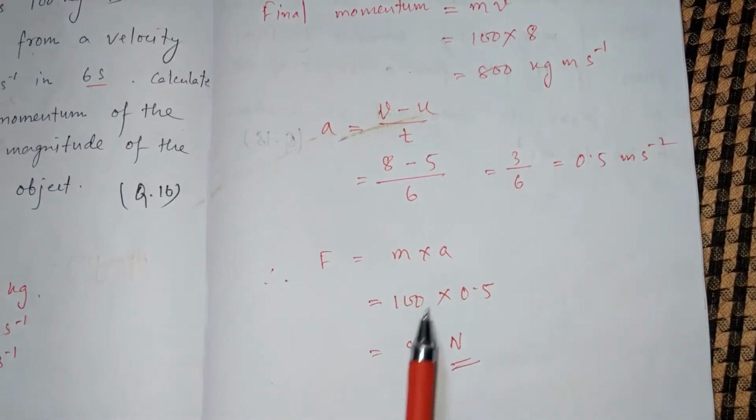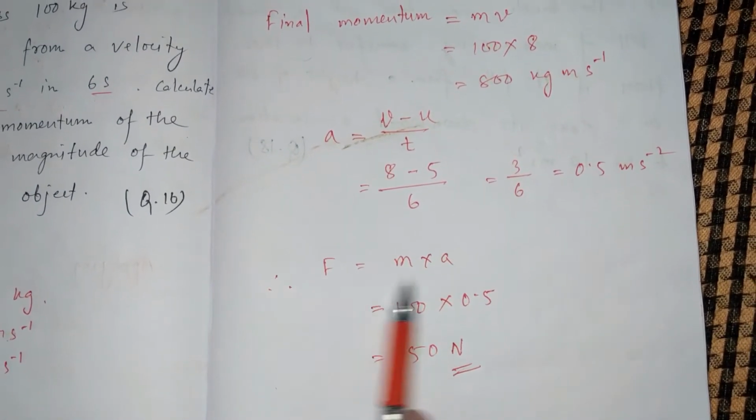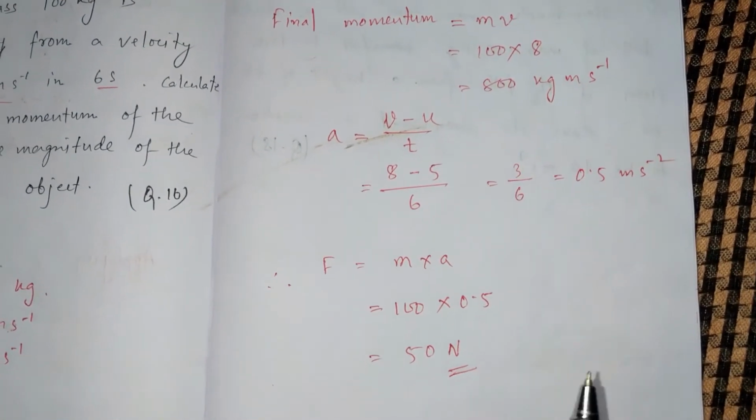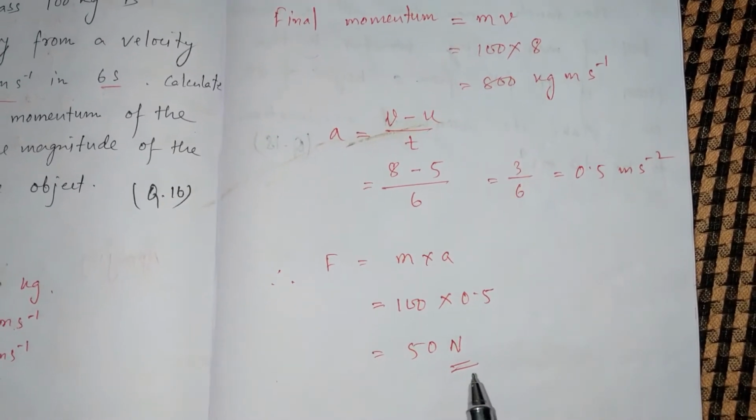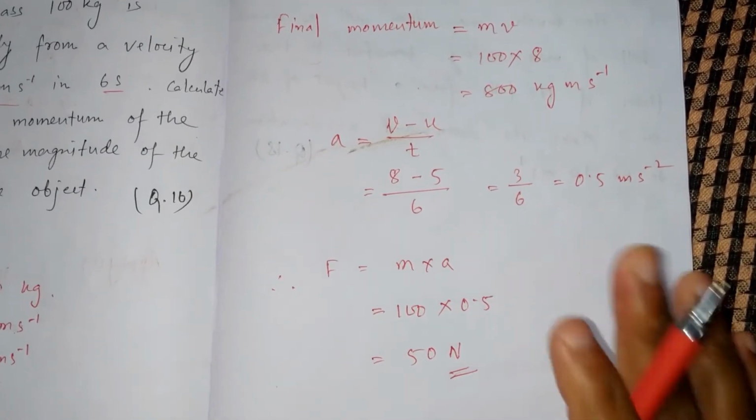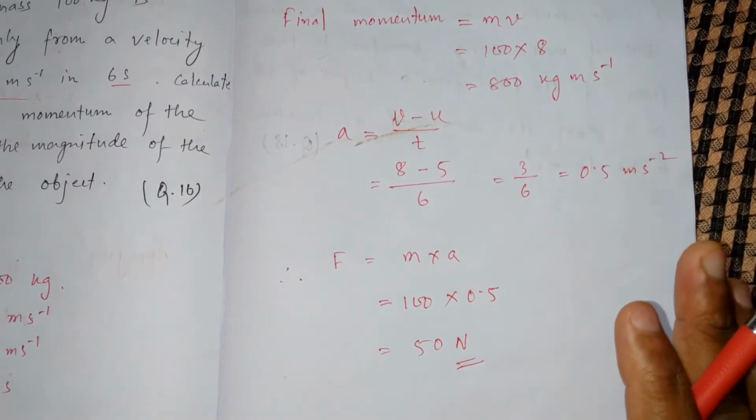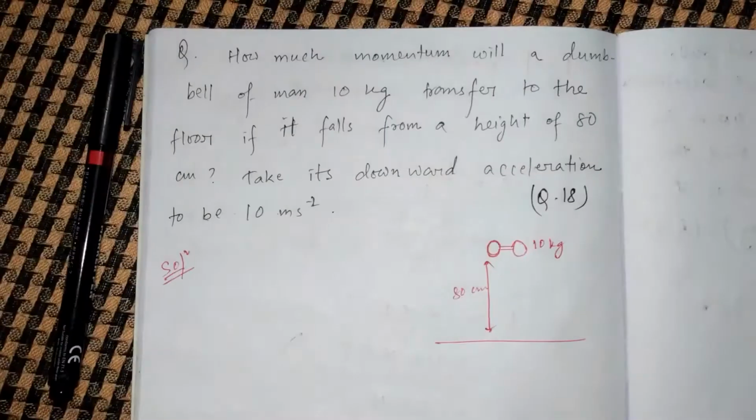Then we have multiplied it with m, and from this Newton's second law the force is 50 Newton. So this is the end of this question. This question was very much easy, so I hope you have understood. Let's see the next question, students.